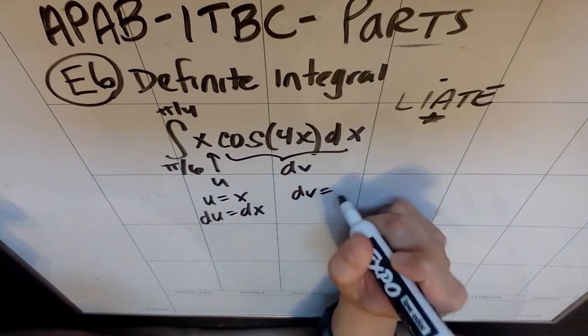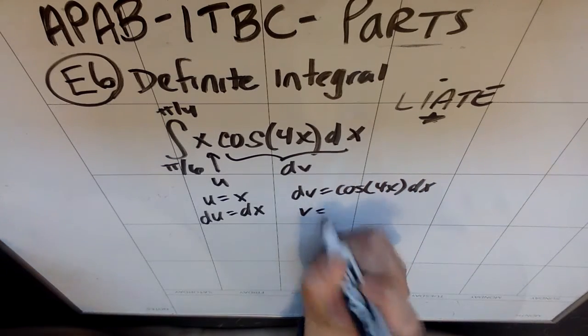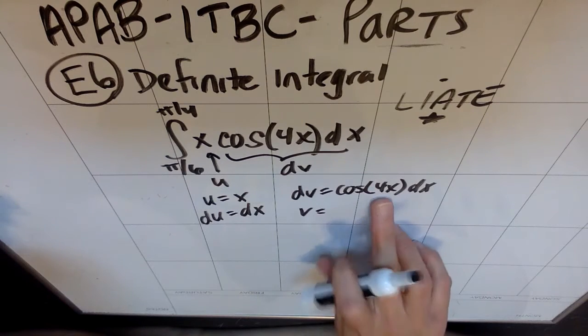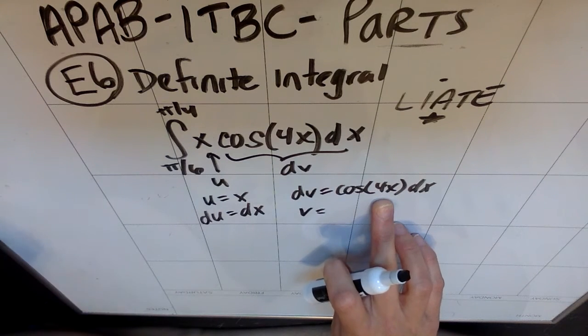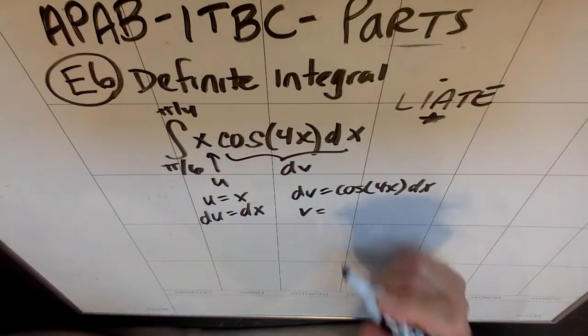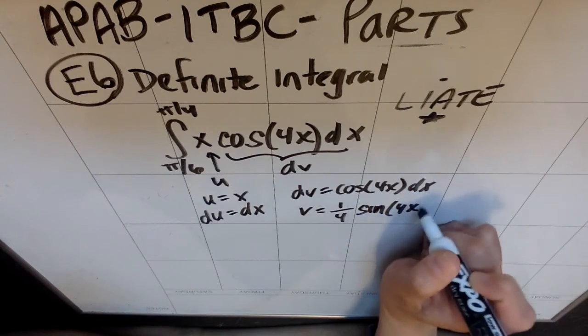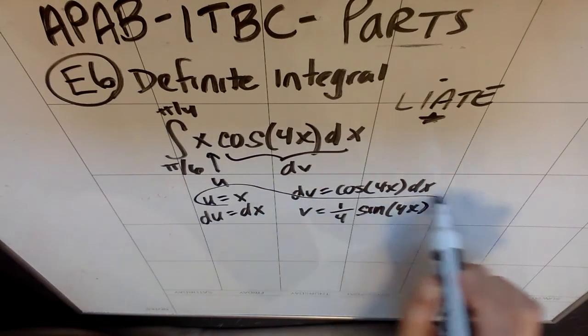My dv is cosine of 4x dx, which when we integrate, we've already seen this in the last example, we have to worry about that 4x, right? So if I integrate cosine, I get regular sine, which is fine, but because I have a 4x on the inside, I'm going to have to divide by that 4, so I'm going to get 1/4 the sine of 4x, right?